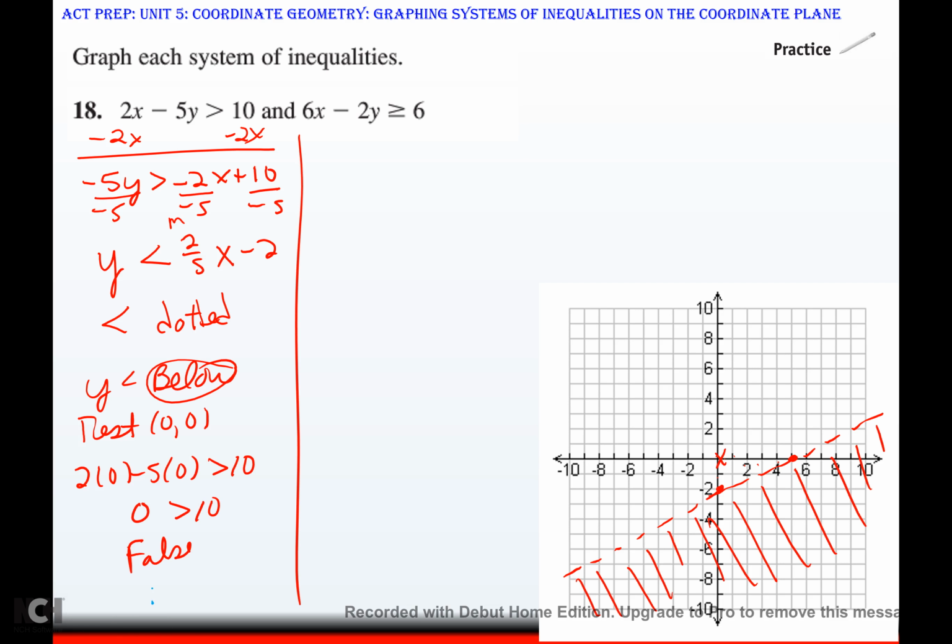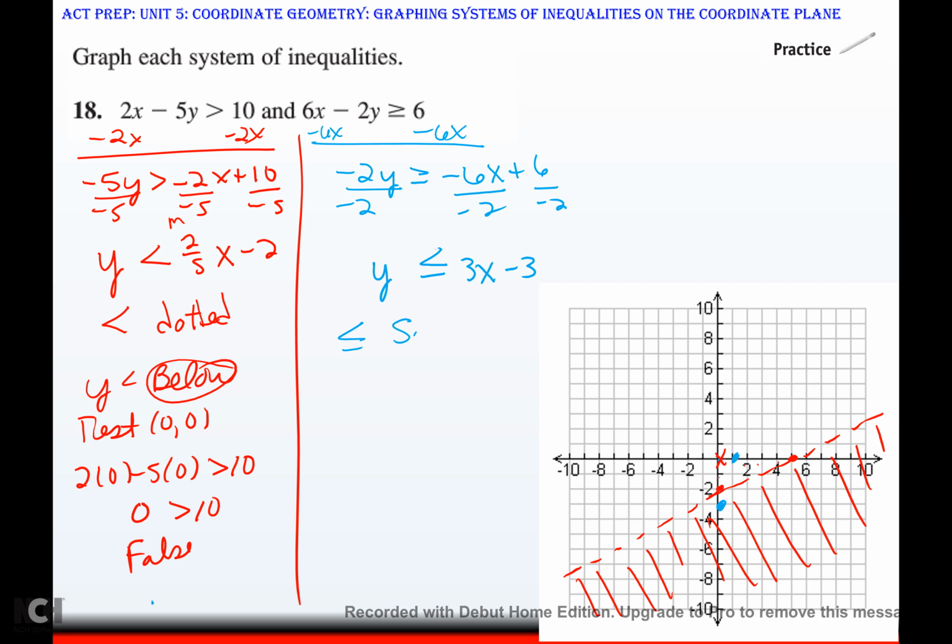So now if I graph the second one, get y alone, I'm going to minus 6x, minus 6x. I get negative 2y greater than or equal to negative 6x plus 6. Divide by negative 2, by negative 2, by negative 2, which will flip your inequality. And I got y less than or equal to 3x minus 3. So I'm going to start at negative 3, and I'm going to go up 3 over 1. Bar means connect solid.